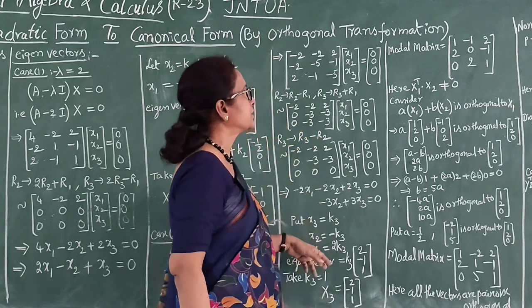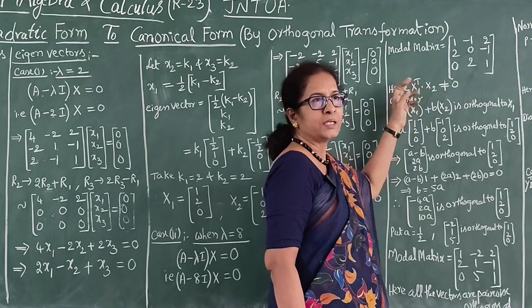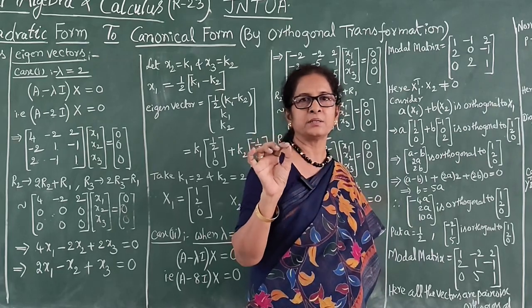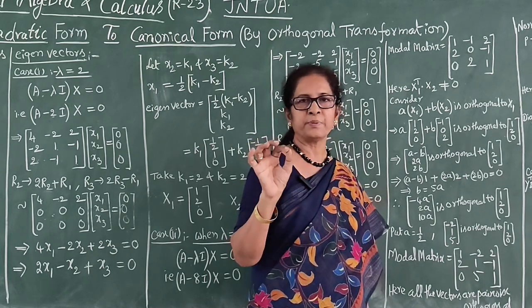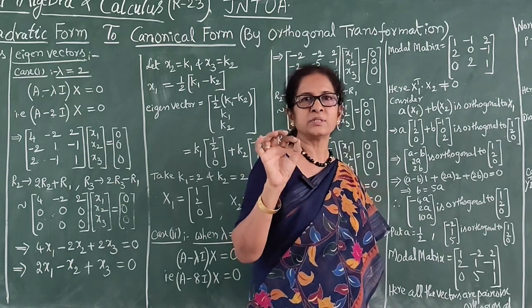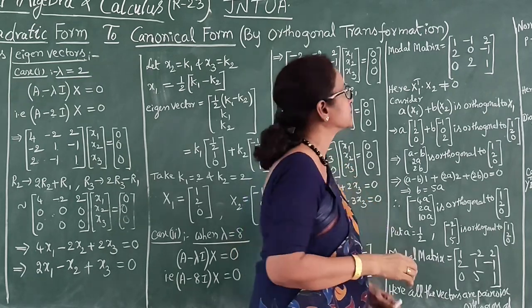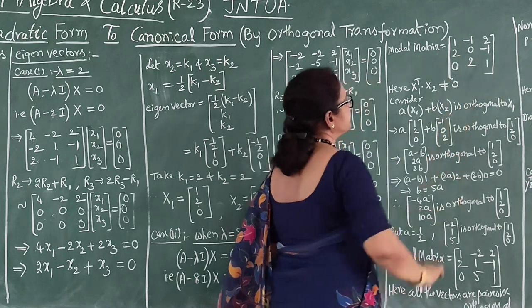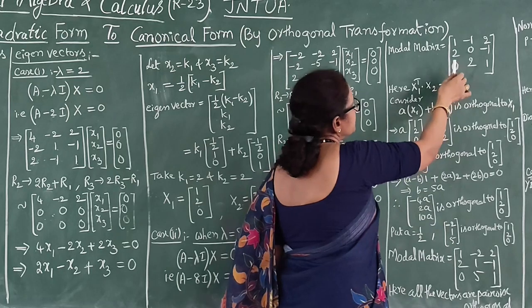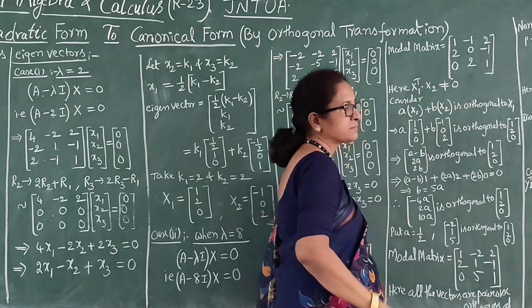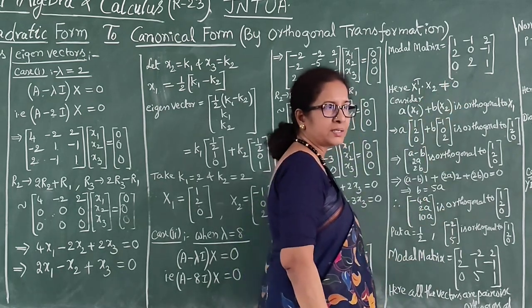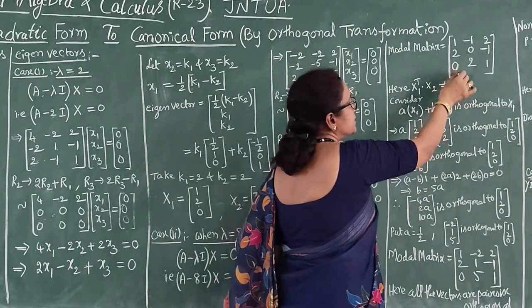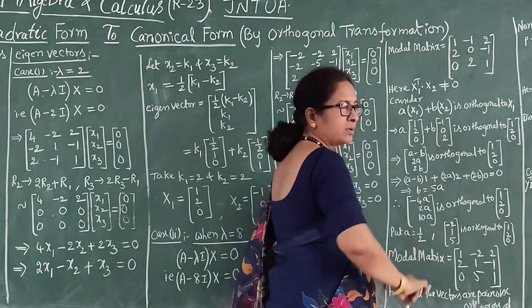Next, from these three vectors, we have to write the modal matrix. In orthogonal transformation, the first step is to find eigenvalues, the next step is to find the eigenvectors, and the next step is to write the modal matrix. By using these three eigenvectors, I am writing the modal matrix as first vector x1, second vector x2, third vector x3. In orthogonal transformation, this modal matrix has to satisfy two conditions. The first condition is pairwise orthogonal. The second condition is its norm should be 1. When these two conditions are satisfied, then this is called an orthogonal matrix.